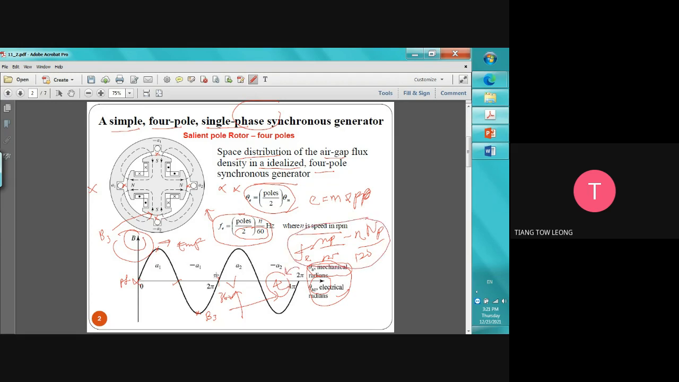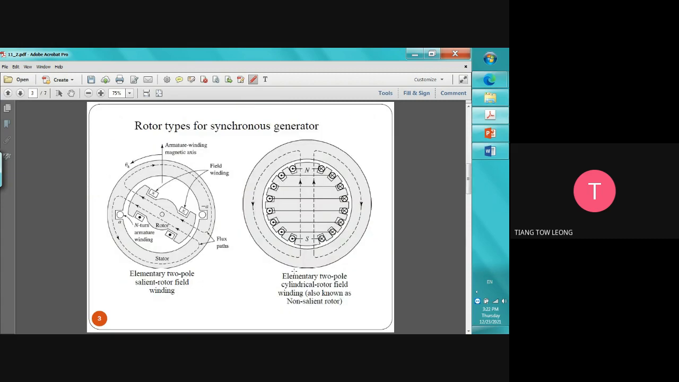Let's say the frequency here will be 2 cycles. This is called 1 cycle, right? Then when we draw the EMF, it will be a little bit different. Maybe it will have more cycles. So this formula is very important.